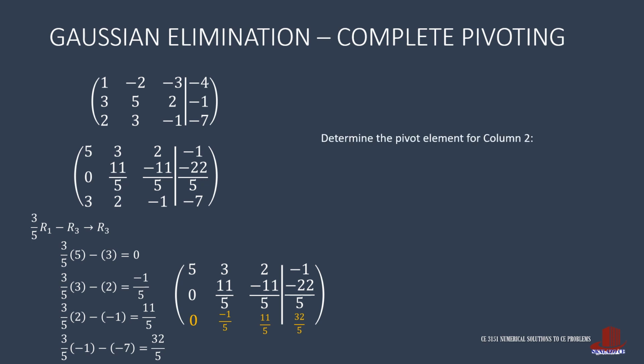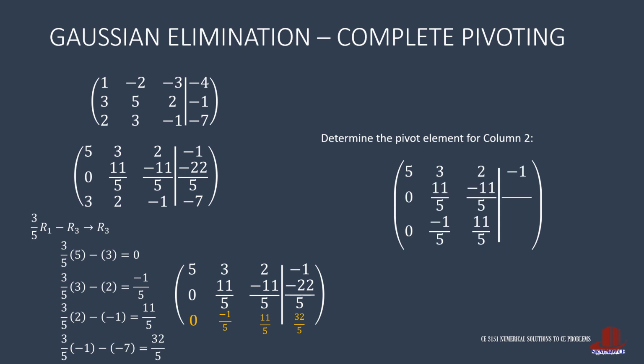After zeroing out the first column, we again determine the pivot element for the second column. This time, the options will only be among the terms in the 2 by 2 remaining elements. From the 4 coefficients, the highest is 11/5, which is coincidentally in the right position.